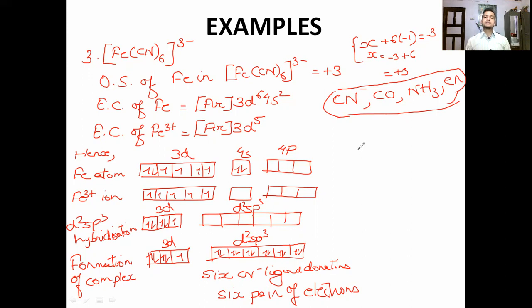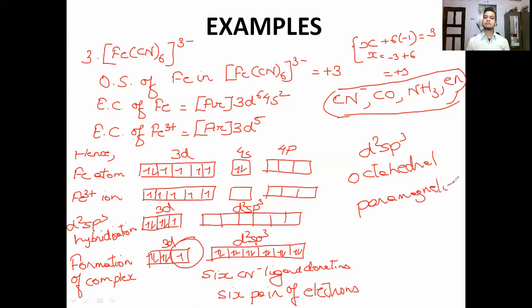So now what is the conclusion for this? It is d2sp3 hybridization, not sp3d2. Again, I'm repeating that. No doubt it will be octahedral, and paramagnetic or diamagnetic? Can you see there is one unpaired electron over there? That makes it slightly paramagnetic, not very highly paramagnetic, but yes, it is paramagnetic. No doubt in that. So that is how we can explain in which case it will be d2sp3 and sp3d2.